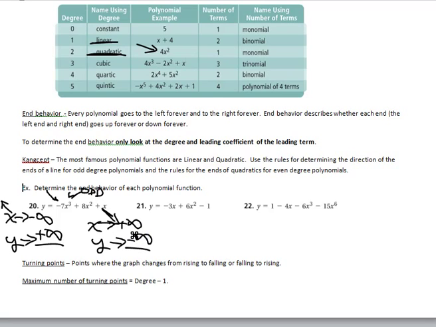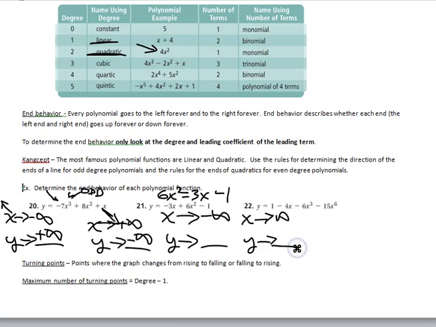Take a look at number 21. First and foremost, 21 is not in standard form. If I rewrite this in standard form, I get 6x squared minus 3x minus 1. To figure out the left end and the right end, are they going up or going down? Again, I look at the coefficient and the degree. In this case, the degree is even, so it'll follow the rules of a quadratic, or a parabola. In fact, it is a parabola.